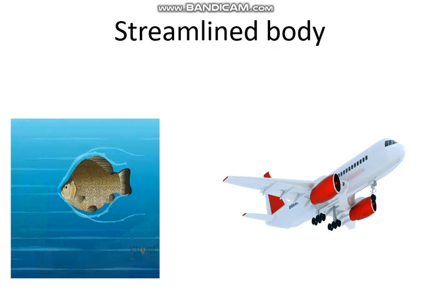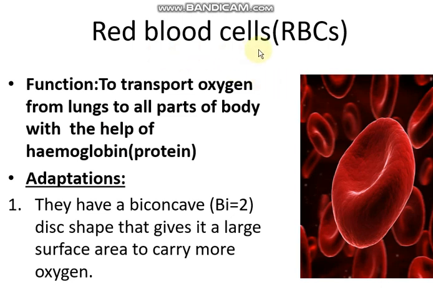Now coming back to our actual topic, which is red blood cell. Whenever there is a question of structure to function adaptation, your first task is to write the function, and you are all familiar with the function of red blood cell. That is, it transports oxygen with the help of a specific protein called hemoglobin. Now today you will see how it is adapted to perform this function.